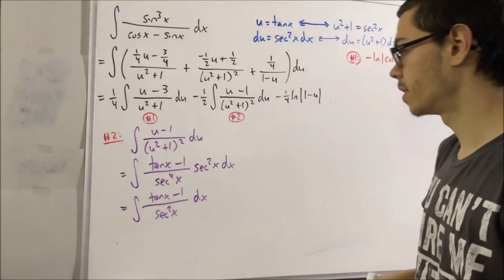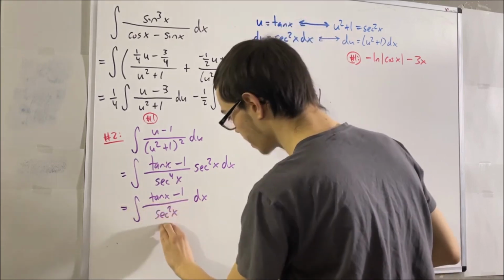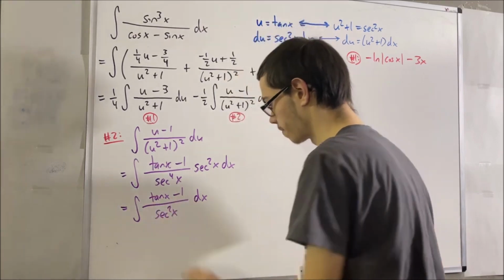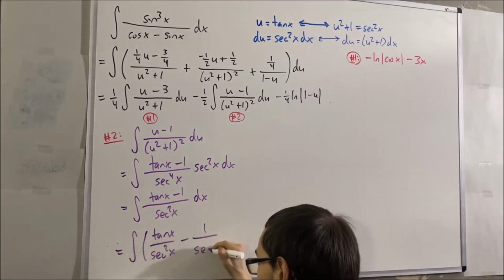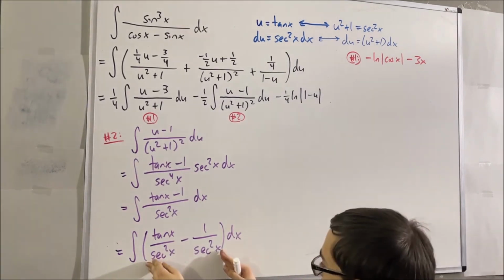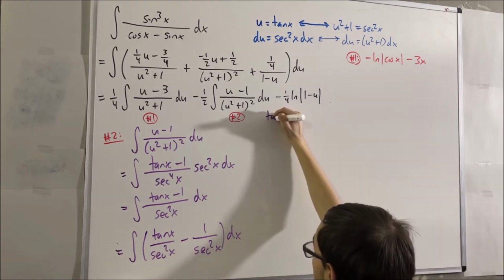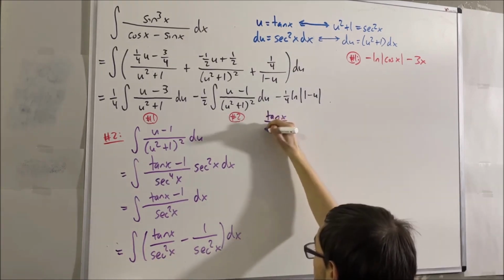Now, to evaluate this integral, I'm going to break this up into two parts, right? It's going to be this over this minus this over this. So now I am going to focus only on the integrand, and I'm going to rewrite it in a different way. We're just going to do a little bit of algebra and trig identities.